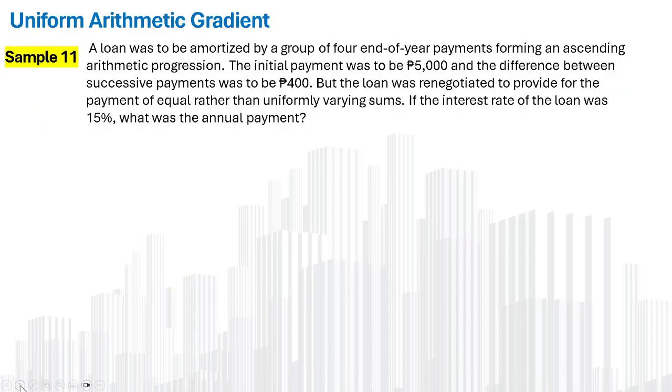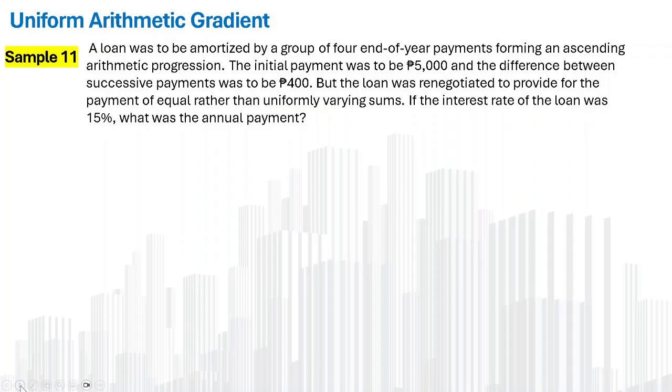So say meron kayong loan. It was to be amortized by a group of four end of year payments forming an ascending arithmetic progression. So doon pa lang, include na kayo na, okay, may uniform arithmetic gradient. Or if hindi naman sinabi yung arithmetic progression, anything that says about increasing at a constant rate, may fixed rate na increase on a per period basis, whether per month siya or per year basis. So in this case, the initial payment dito was to be made 5,000 pesos. And yung difference between successive payments is 400 pesos.